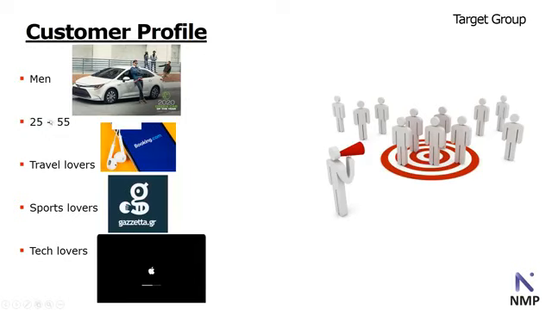So we have men, 25 to 55. They are travel lovers, so they go to Booking very often. They are sports lovers. This is a sports website here in Greece. And they are tech lovers, so they are fans of Apple. This is a customer profile, what you have in mind of your customer. It's called the target group, so it's important to know it in each case.